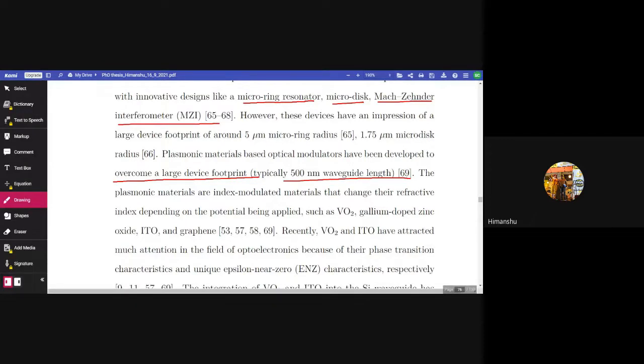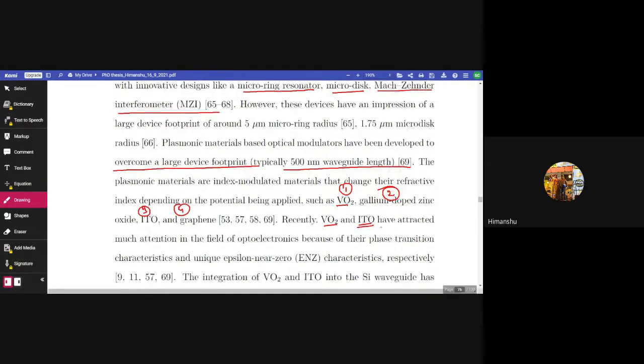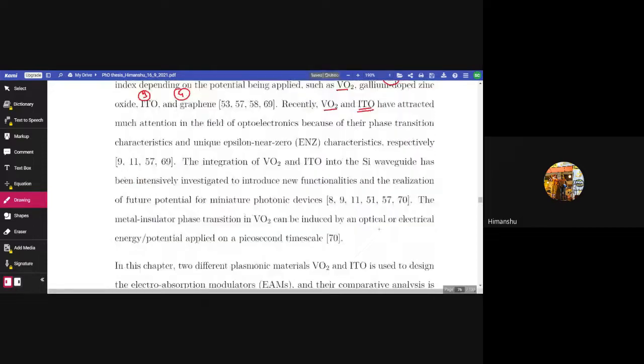Plasmonic materials based optical modulators have been developed to overcome a large device footprint, typically 500 nanometer waveguide length, reference 69. The plasmonic materials are index modulated materials that change their refractive index depending on the potential being applied, such as vanadium dioxide, gallium zinc oxide, indium tin oxide, and graphene. Reference number 53, 57, 58, 69. Recently, vanadium dioxide and indium oxide have attracted much attention in the field of optoelectronics because of their phase transition characteristics and unique epsilon near zero, ENZ, characteristics, respectively. Reference number 9, 11, 57, 69.